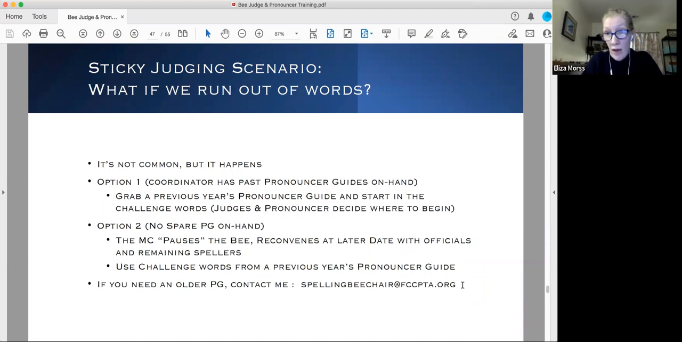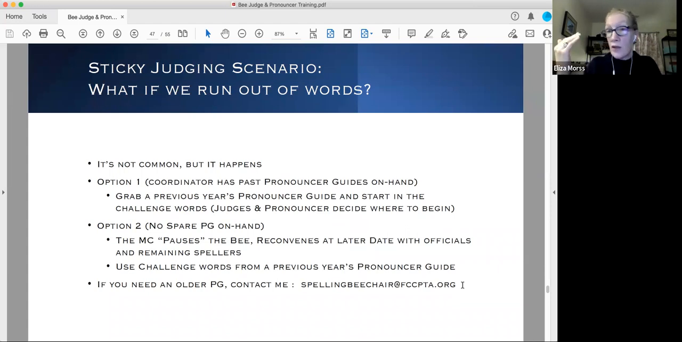So suppose you don't have a spare pronouncer guide in hand. The MC will pause the bee and say, congratulations, we blew through the pronouncer guide. All of you survivors are fabulous. And you get together at a later date with your bee officials and those remaining spellers. And again, use the challenge words from a previous year's pronouncer guide.